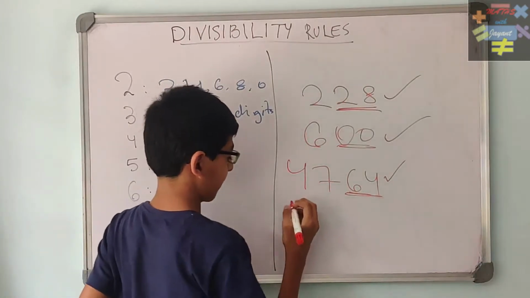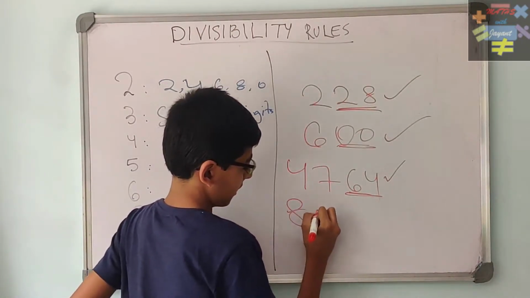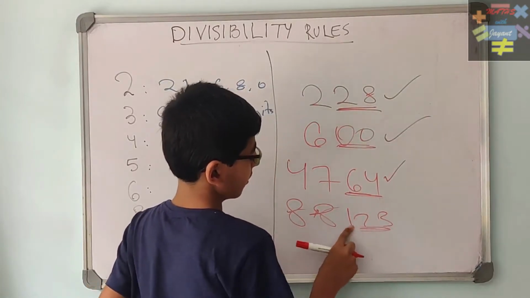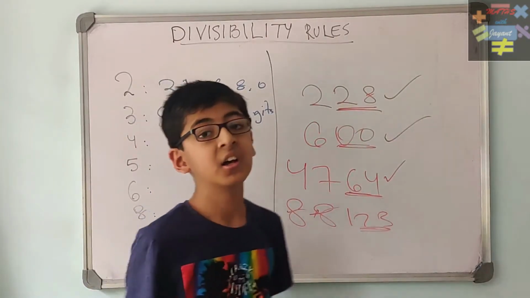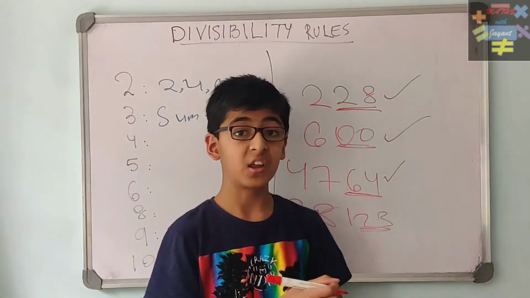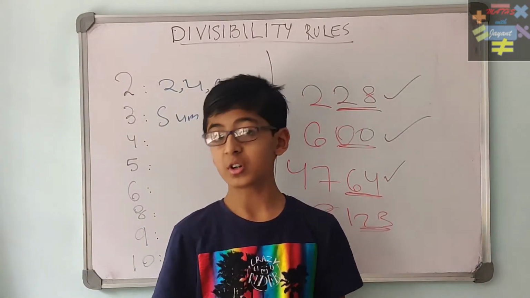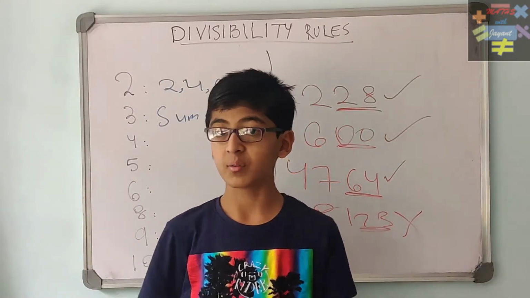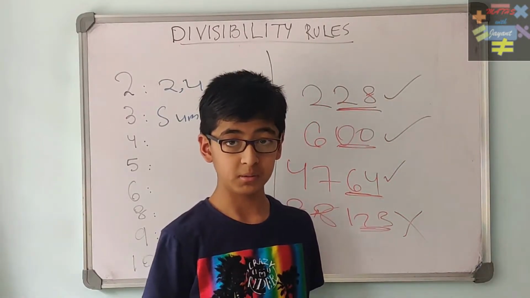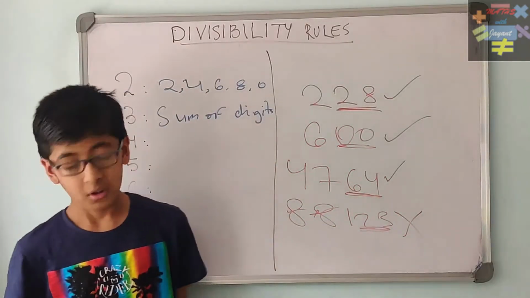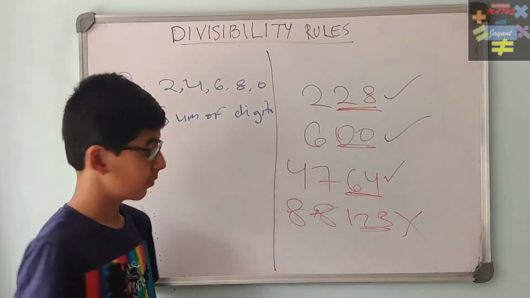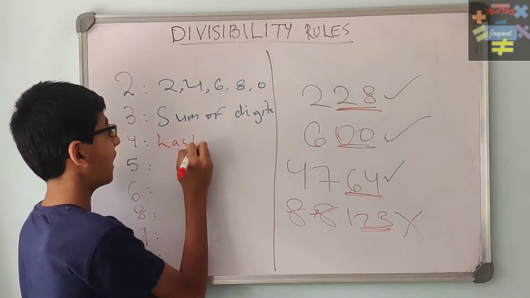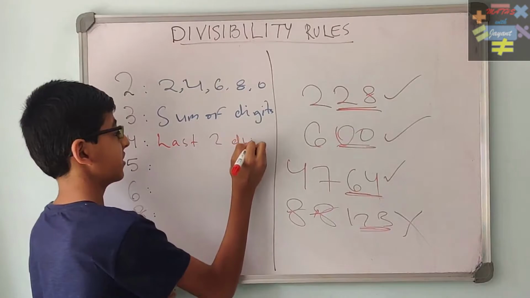Now let us have a look at another example, 88,123. We have to look at the last 2 digits, 23. If the last digit is odd, then it will of course not come in the table of 4. So this number, without even looking further, we would just say it's not divisible by 4. So we need to have a look at the last 2 digits.